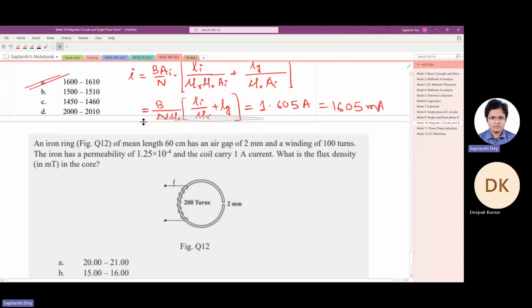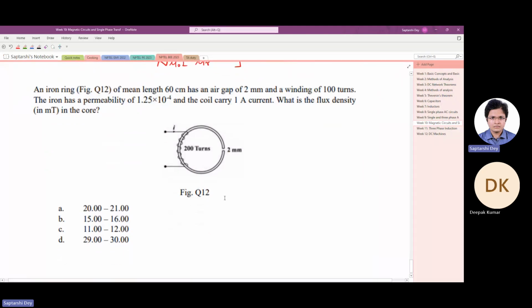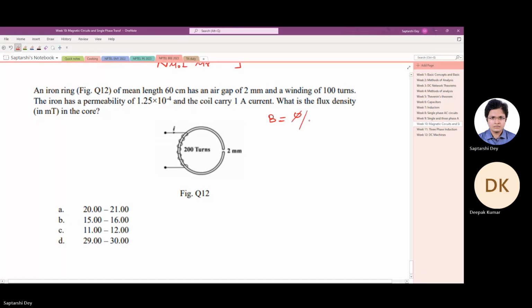Same kind of question. There also here another inductor. The code looks different, nothing else. The iron ring of mean length 60 centimeter has an air gap of 2 millimeter, winding of 100 turns. The iron has a permeability of this much. They have given the permeability, not the relative permeability. And coil carry 1 ampere of current. What is the flux density? So it's the other way around. Whatever we had in the last. So we have been asked to find out B. B is flux density, which is flux per unit area.